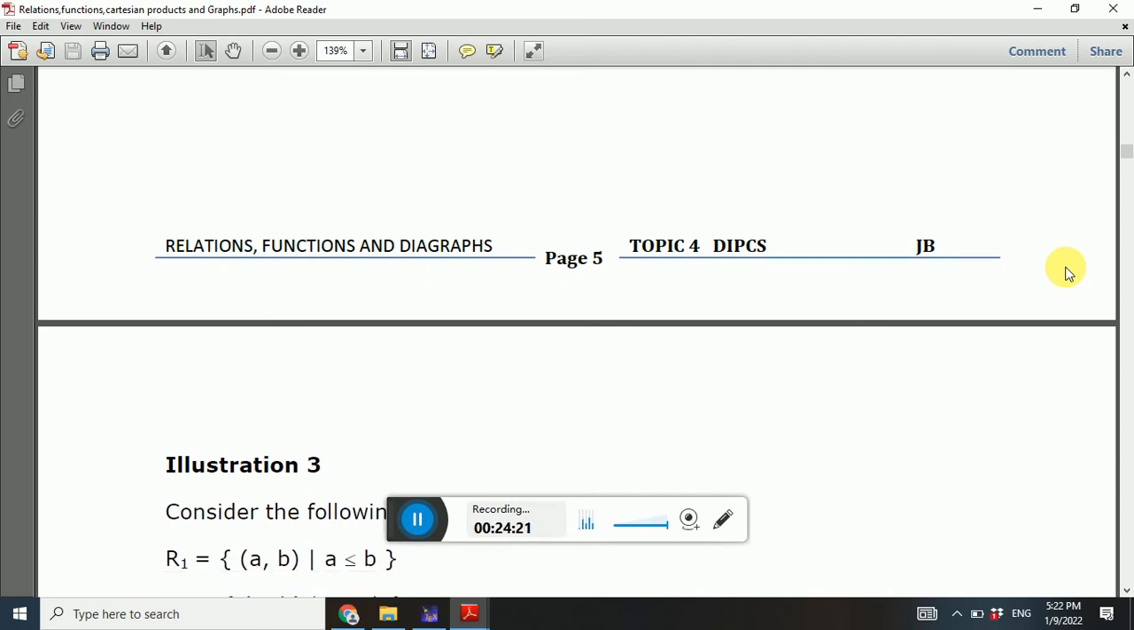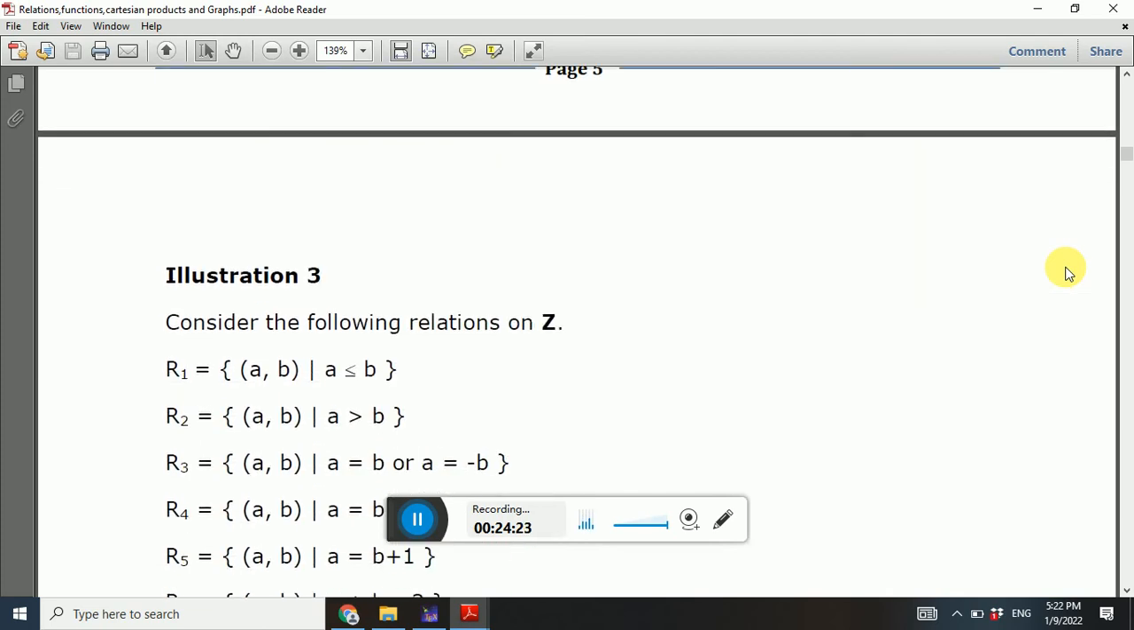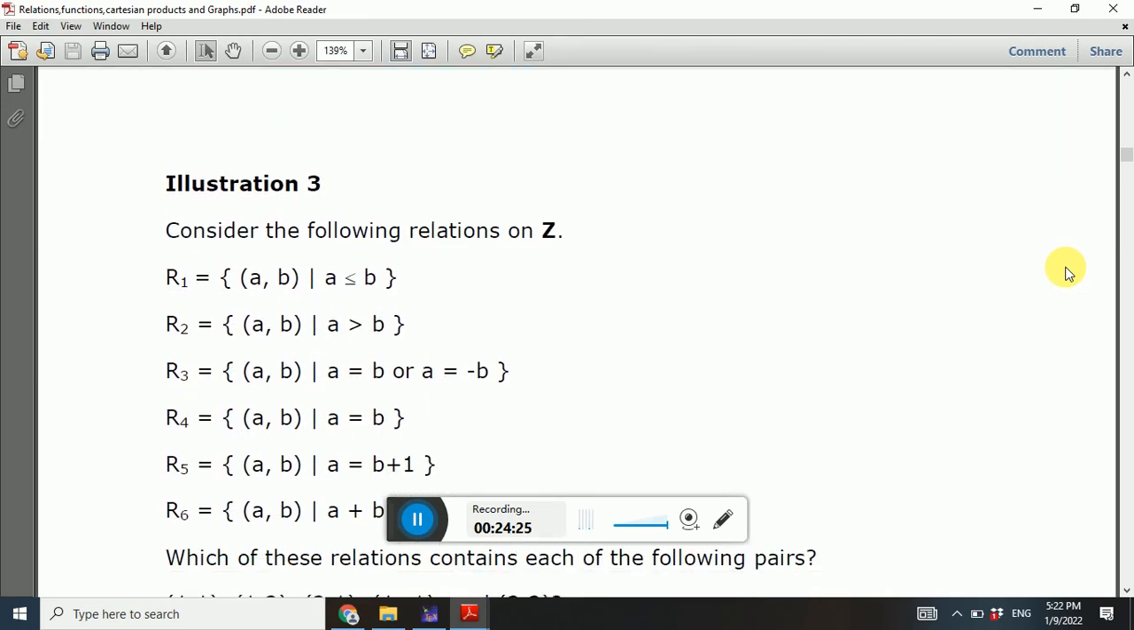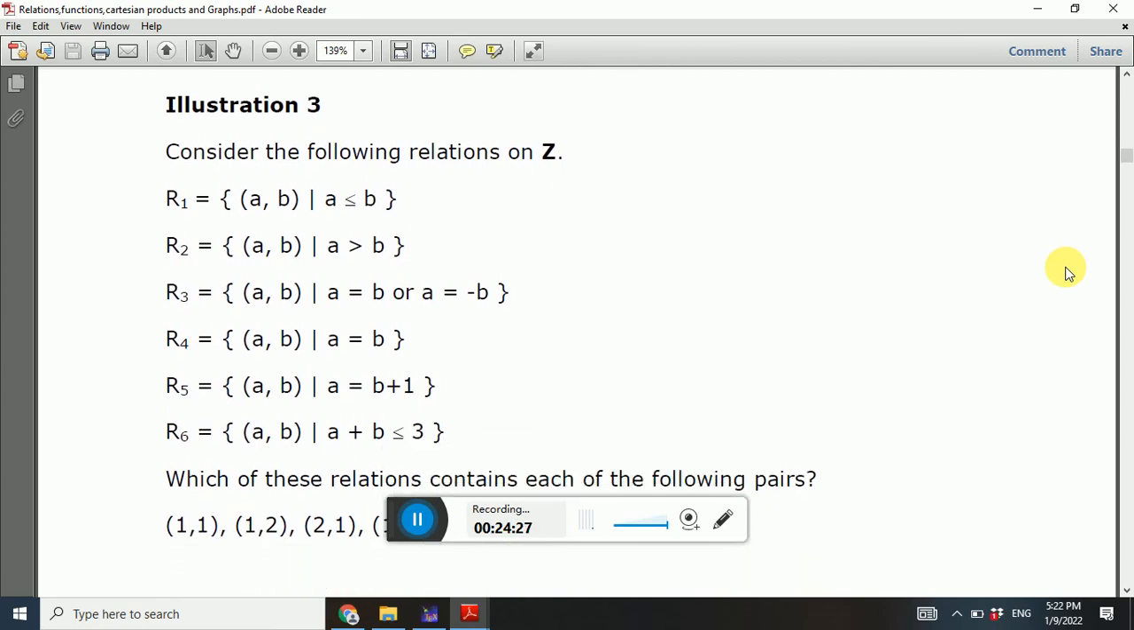So please try to play around with that and see which answers you get, or see whether what you get agrees with what is in the notes. Okay, so there's another example here.